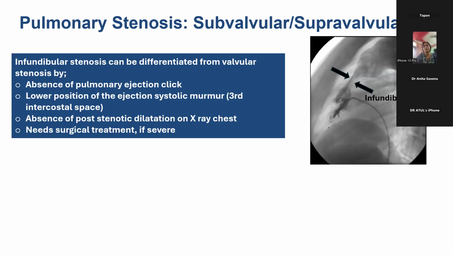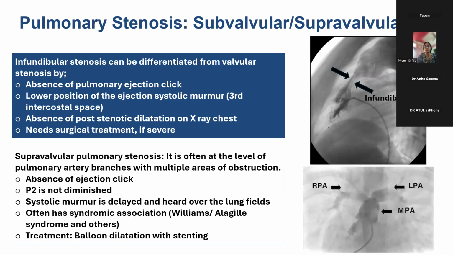Unlike valvular PS, infundibular PS is often progressive and will continue to increase over a period of time, requiring an intervention at some point. Supravalvular, as I said, is often at the level of the pulmonary artery bifurcation. There is again no click, and here the pulmonary component is not diminished because main pulmonary artery pressures are actually elevated, as the obstruction is distal to the main pulmonary artery. The murmur may be delayed and is better heard over the back, over the lung fields, and it is often associated with syndromes like Alagille or Williams syndrome.